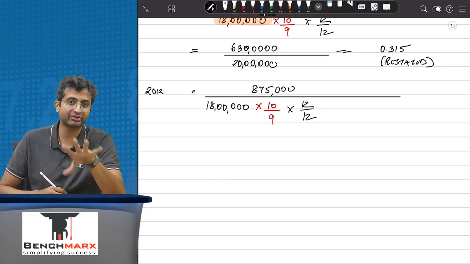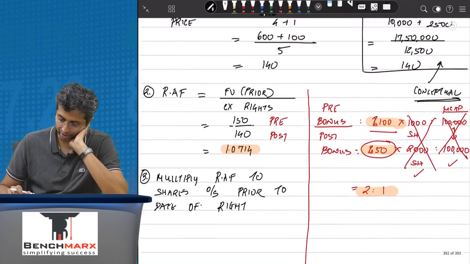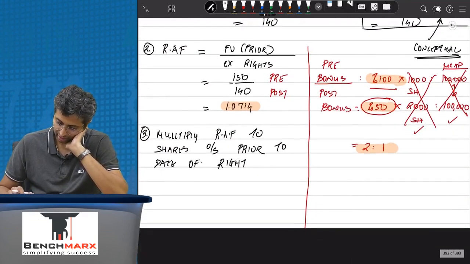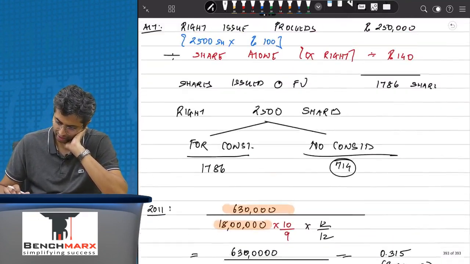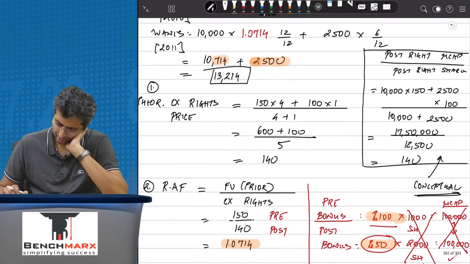However, if you do this calculation, the problem that will arise over here is, just a second, let me just see what we have done earlier. Have I calculated this earlier? No.